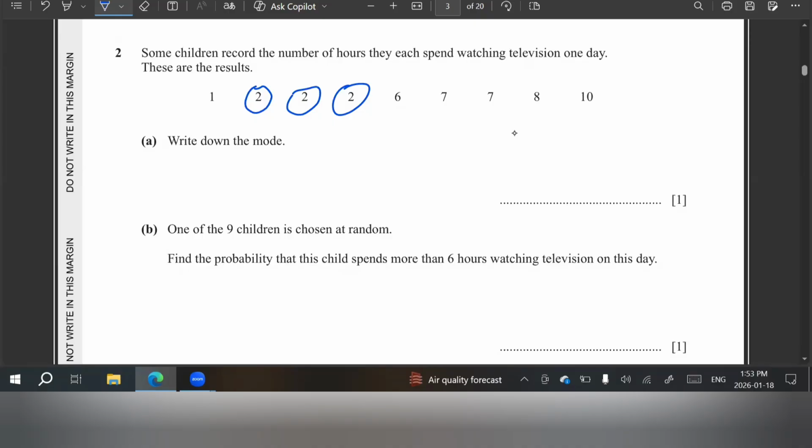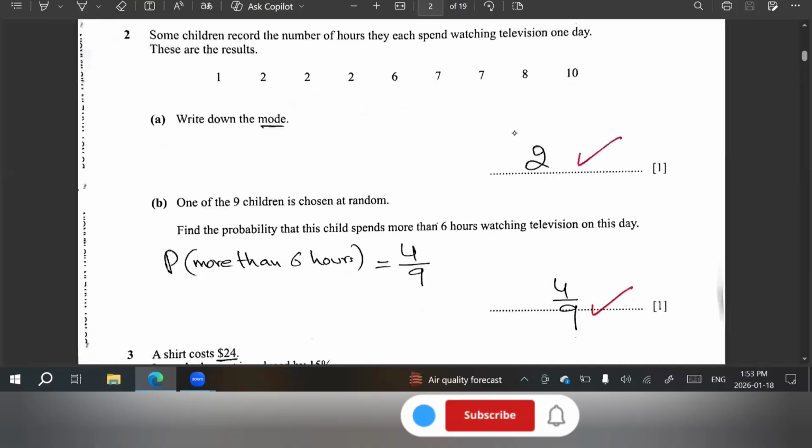The B part of question number 2 says one of the 9 children is chosen at random. Find the probability that this child spends more than 6 hours. So which numbers have more than 6 hours? More than 6 hours: 7, 7, 8, 10. So it is 1, 2, 3, 4. These are 4 in total. There are 1, 2, 3, 4, 5, 6, 7, 8, 9 numbers. So the probability will be 4 by 9.